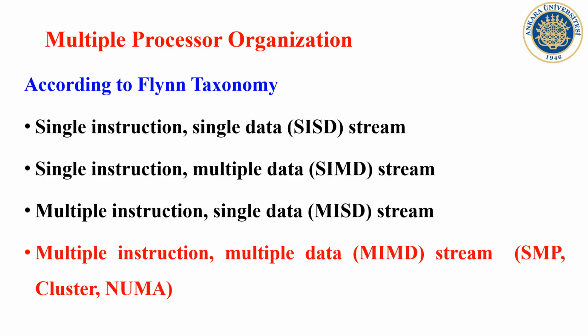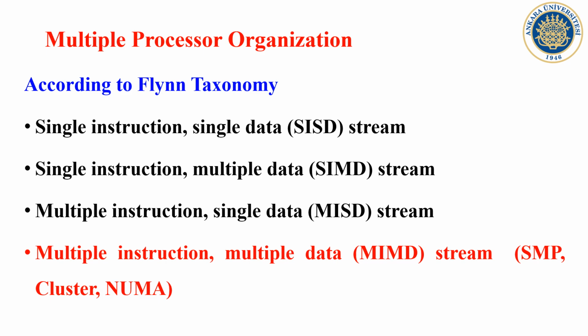Now, Flynn's taxonomy, which classifies computer architecture based on the number of instruction and data streams they can handle simultaneously. First, we have single instruction and single data. This is the classical, traditional model where one instruction is executed on one piece of data at a time. It's the simple, single-core processor model.